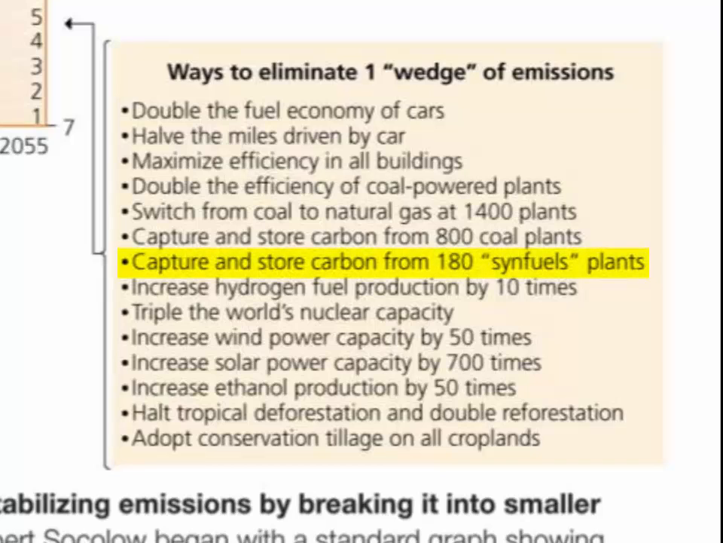Capture and store carbon from 180 synfuel plants, triple the world's nuclear capacity and increase ethanol production by 50 times. We will discuss nuclear energy and ethanol when we discuss conventional energy alternatives. Increase hydrogen fuel production 10 times and increase wind and solar capacity by 50 and 700 times, respectively. We will examine these energy sources when we discuss new renewable energy alternatives.